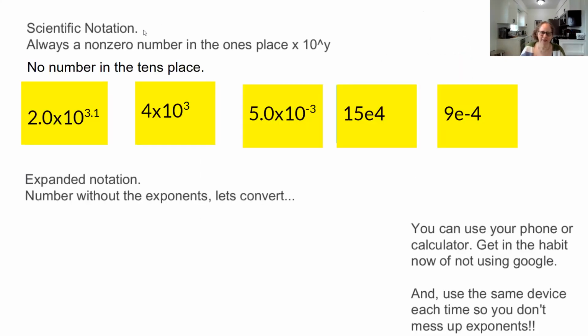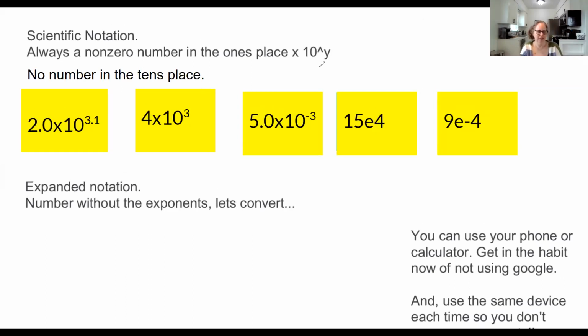All right, so now scientific notation always has a non-zero number in the ones place times 10 to the something, and there is no number in the tens place. So 2 of these are incorrect. One of them's harder to spot than the other. So hit pause and look at them, see if you can figure out one or both of them. You can do all the problems this way. Hit pause, try them, and then hit play and check your work.